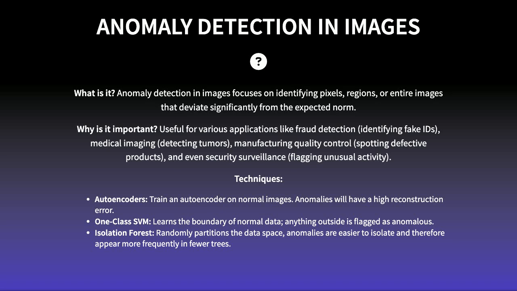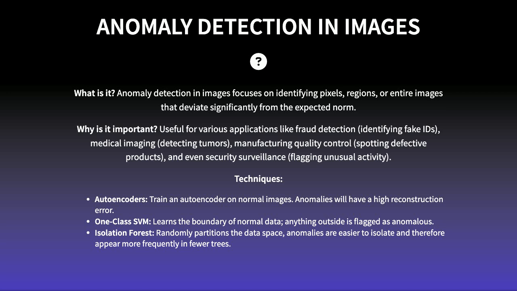Okay, let's talk about anomaly detection with images. Essentially, we're looking for things that don't belong, pixels, parts of pictures, or even entire images that are noticeably different from what we expect to see. It's super useful in all sorts of places, like spotting fraudulent IDs, finding tumors in medical scans, making sure products are made correctly on a factory line, and even keeping an eye out for unusual activity in security footage.